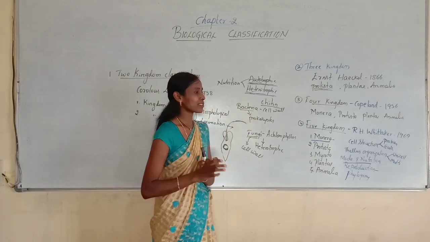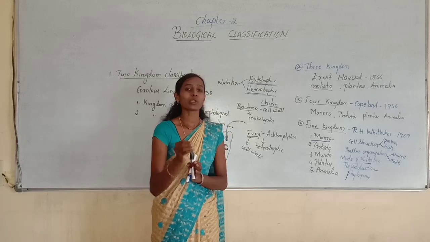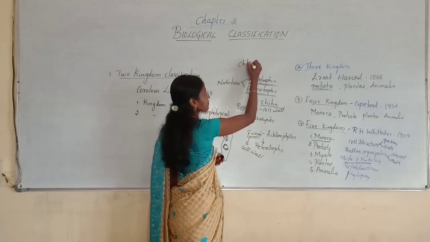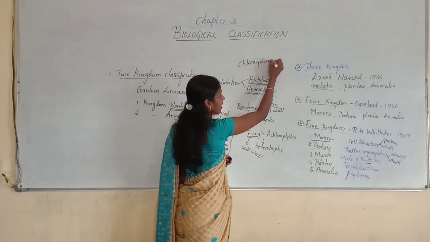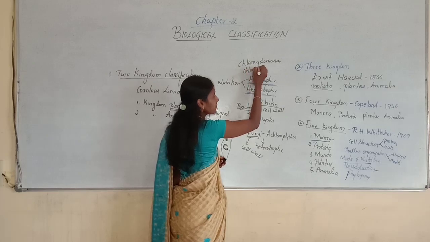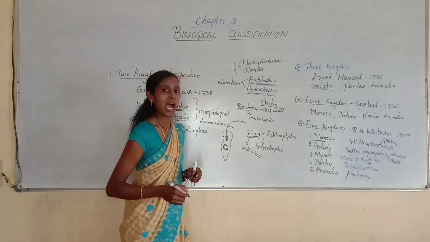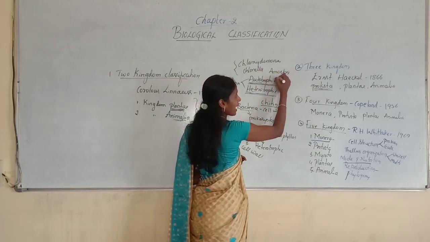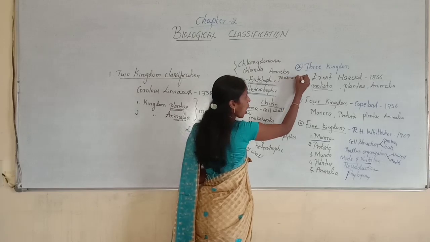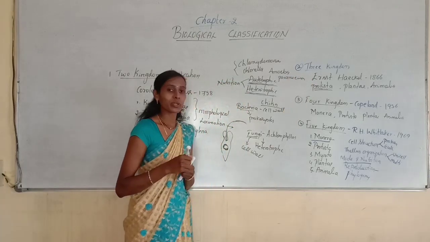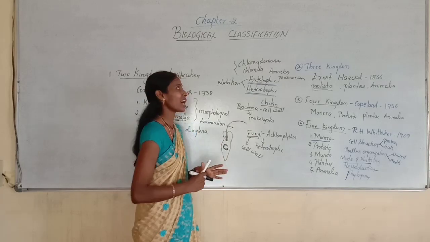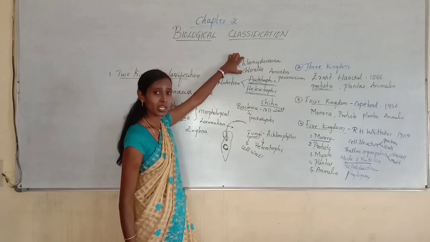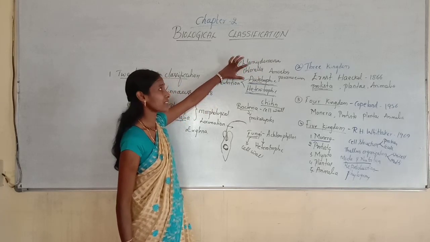And in the Whittaker system, in the kingdom Protista, they included organisms like Chlamydomonas, Chlorella. So these two actually belong to algae. So Chlamydomonas, Chlorella, Amoeba, Paramecium. So all these are included in the kingdom Protista, but again these are unrelated organisms, because Chlamydomonas and Chlorella belong to kingdom Plantae because they have cell wall.